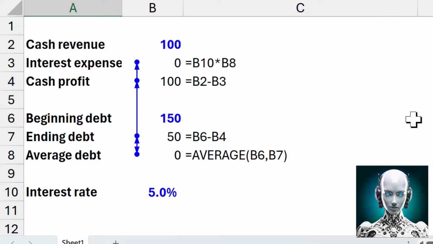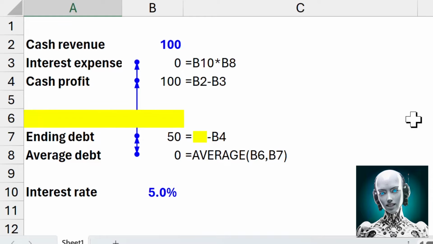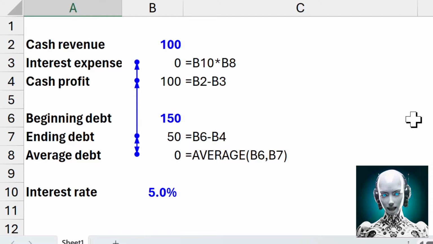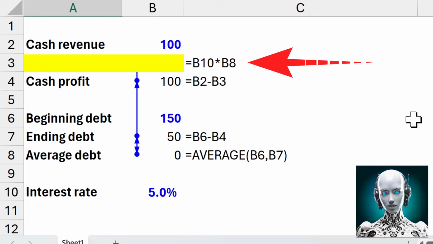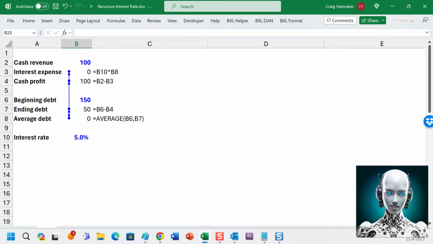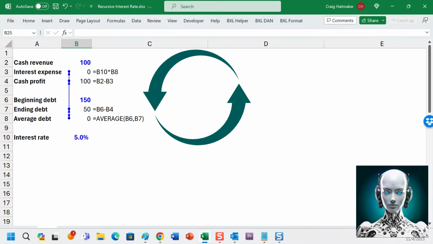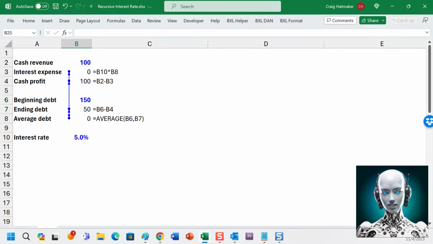Average debt is the average of beginning and ending debt. Ending debt is beginning debt less cash profit. Cash profit is cash revenue minus interest expense. And we are back to where we started, interest expense. This is a circular reference. Excel will not calculate this formula unless we enable circular references.